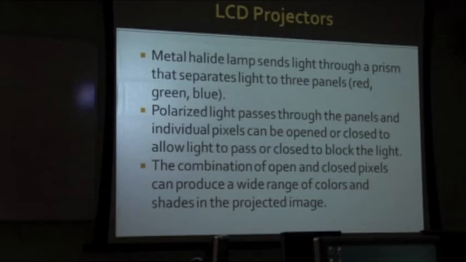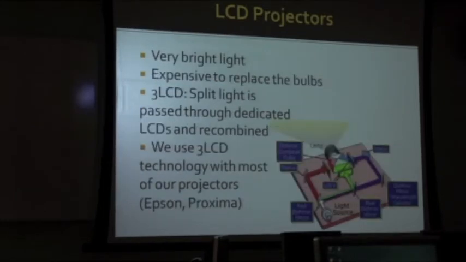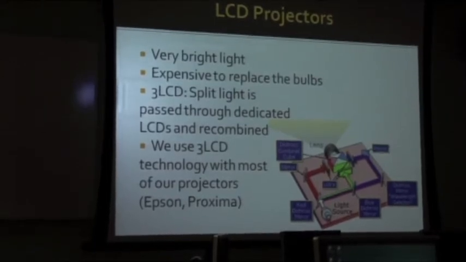LCD projectors. The lamp sends the light through a prism. I have a diagram after this. It separates it into red, green, and blue. The polarized light passes through the panels. Individual pixels can be open or closed to allow light to pass through or block the light. And it's just the different phases of the crystals. Then the combination of open and closed pixels can produce a wide range of colors and shades in the projected image.